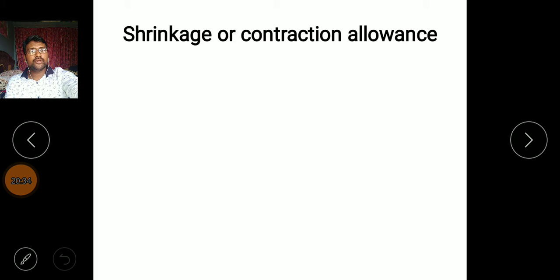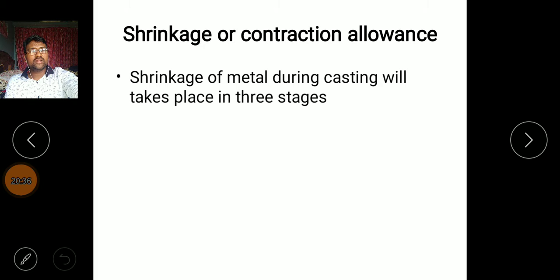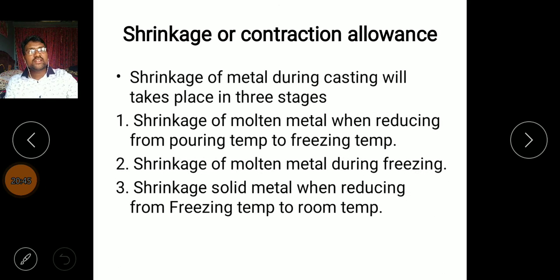First coming to shrinkage or contraction allowances. Shrinkage of metal during the casting process will take place in 3 stages. That is, first one is shrinkage of molten metal when reducing from pouring temperature to freezing temperature.